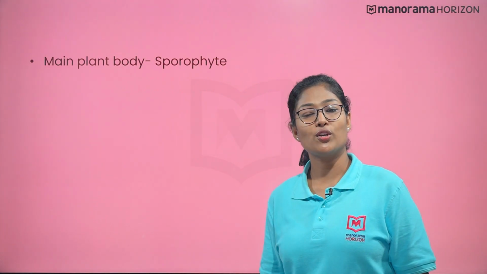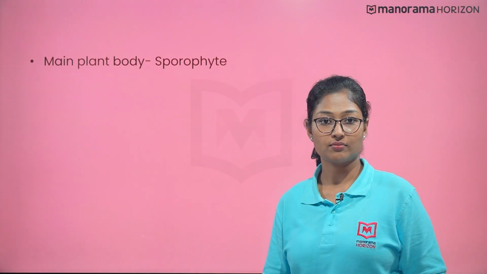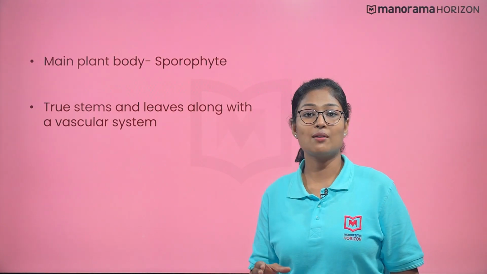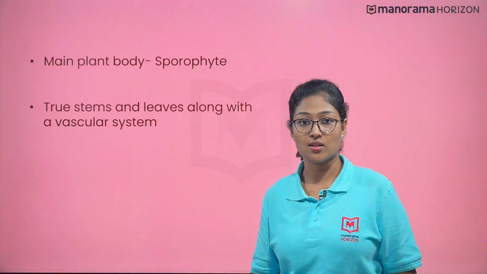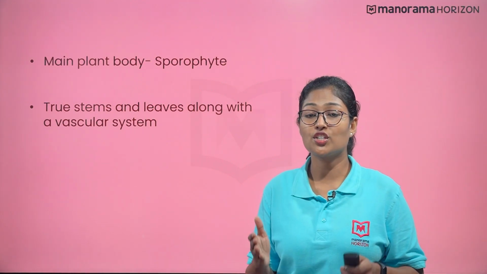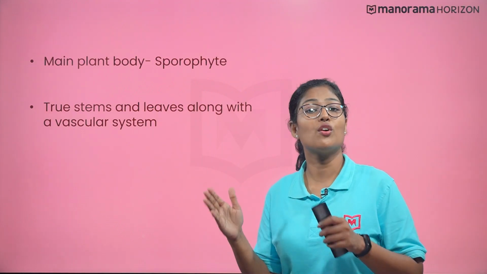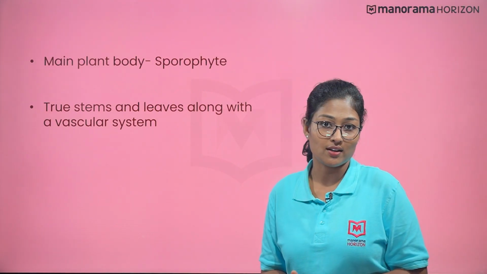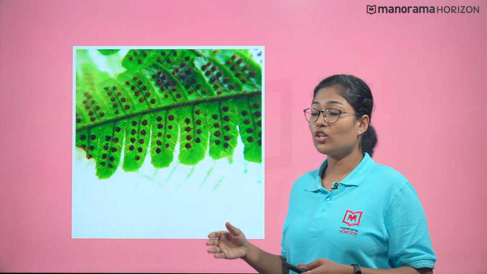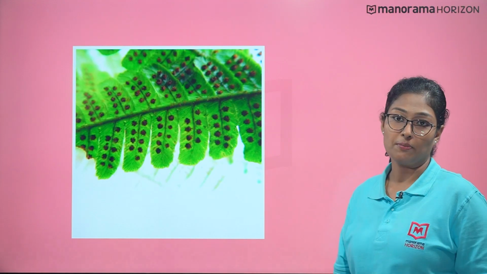Let us now check the peculiarity of these sporophytes. The body is differentiated into true stems and leaves along with a vascular system for the conduction of water and other particles. So what is the function of a vascular system? It is for the conduction of water as well as other organic particles. And these sporophytes bear sporangia supported by sporophylls, a leaf-like appendage. In between, can you recall the main body part of the bryophytes? Yes, it is a gametophytic stage.